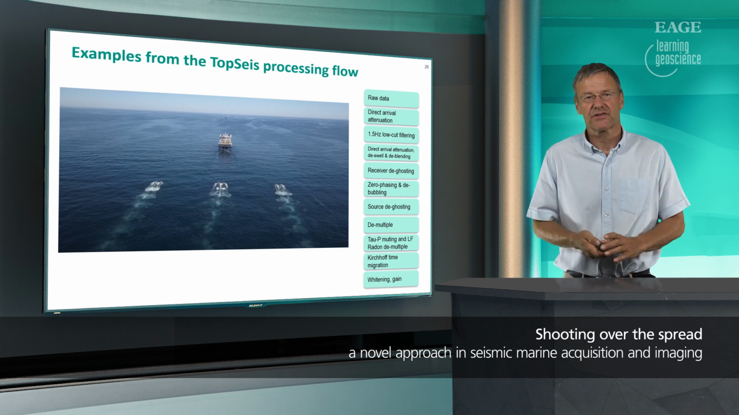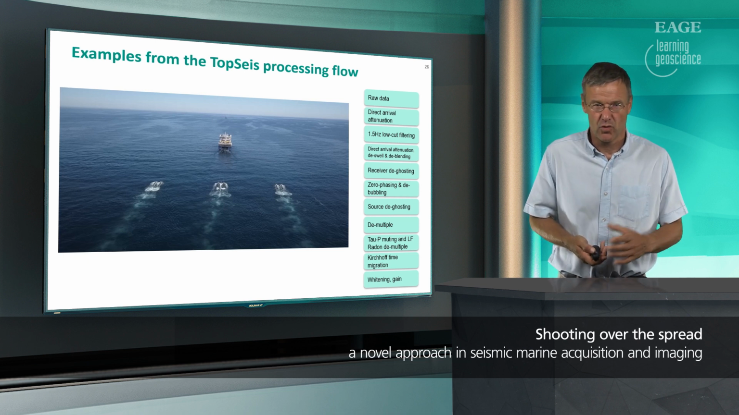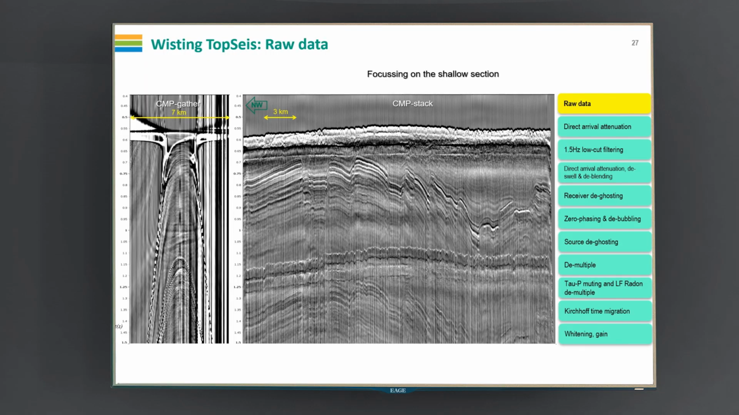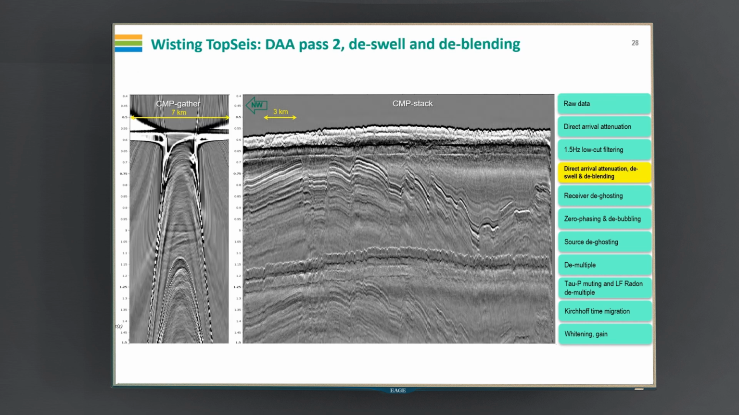We can look at first how the data looks like raw. Here we see the raw data. On the left, a CMP gather. On the right, a CMP stack. We're going to see how this data evolves through some of the key steps in the processing. And here is the data after deblending and after deswell. So we're going to move to the next one, which is after the deghosting.